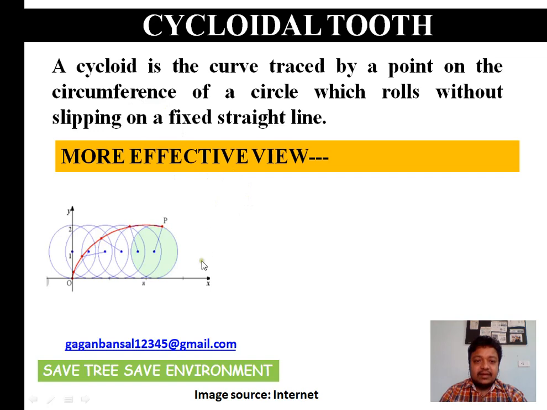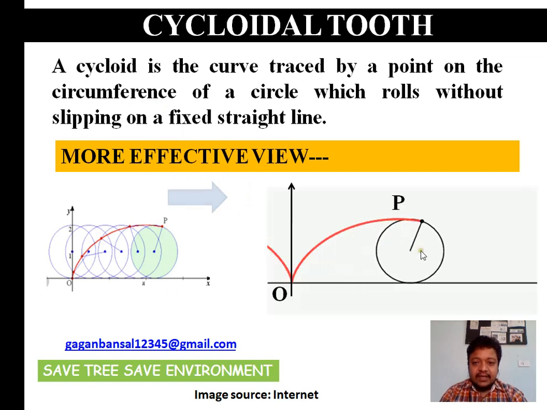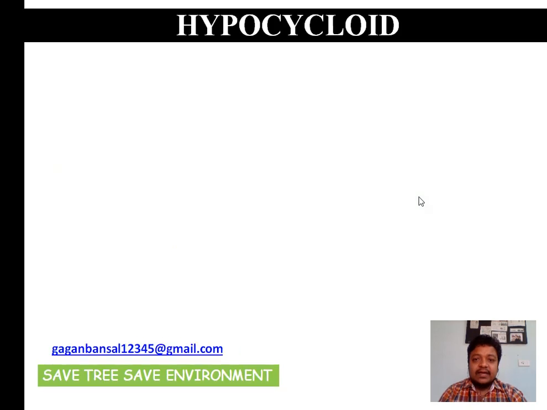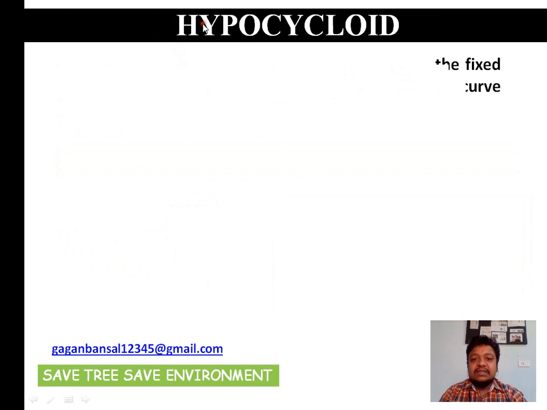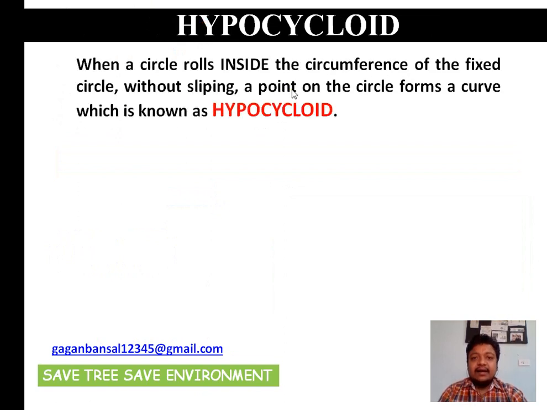Suppose this, you can see what I mean to say. So this red color path that has been traced by a point, shown by P, which is rolling over the circle, is the cycloidal tooth profile. Now there are two different types of cycloidal tooth profiles, hypocycloid and epicycloid.